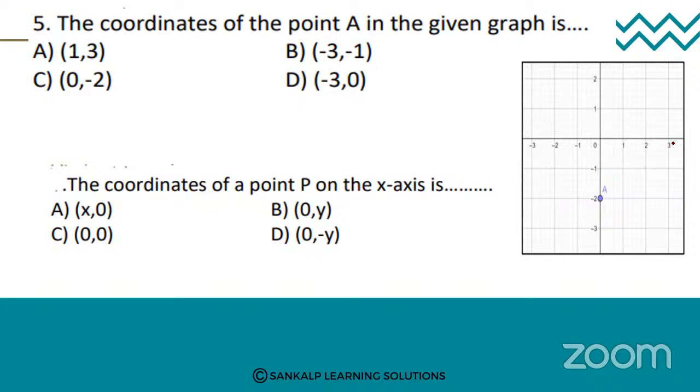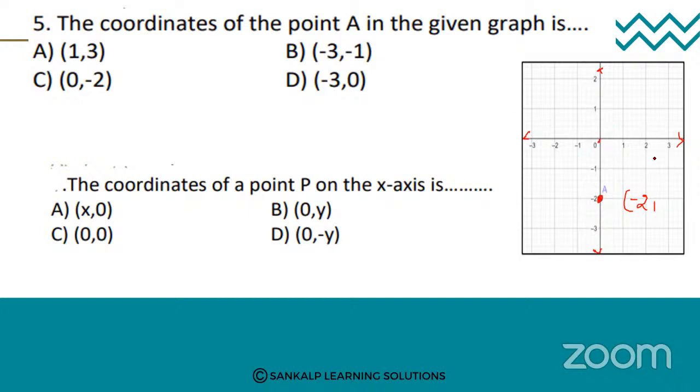See, this is x axis, this is y axis. Okay, this one is x, this one is y. Our point A is on the negative part. Okay, means here negative numbers are there. Next, the coordinates of the point A in the given graph: it is at -2 on the y-axis and from 0. So our x-axis value is absent, means 0.